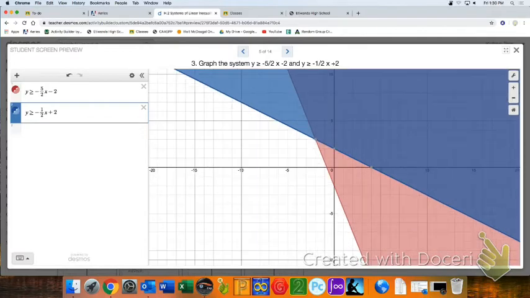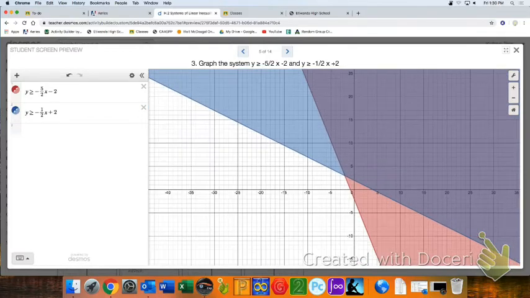I'm going to zoom out a little bit so I can maybe see it a little bit better. What do I have going on? Two lines crossing. What else? Two different shaded areas. Now, the solution to the system cannot be stated on a paper. The solution to the system can only be shown on a graph.